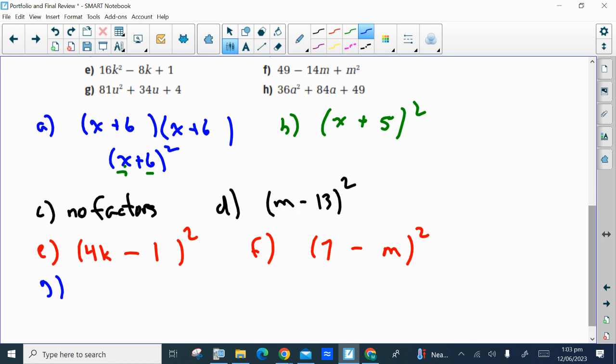Question G might be a perfect square trinomial. The square root of 81u squared is 9u. The square root of 4 is 2. If you multiply these together, you'll get 18u, doubled is 36u, not 34u. So it's not a perfect square trinomial. Because if you multiply these two together and double, you need to get the middle term. And that doesn't work. So there are no factors for this one.